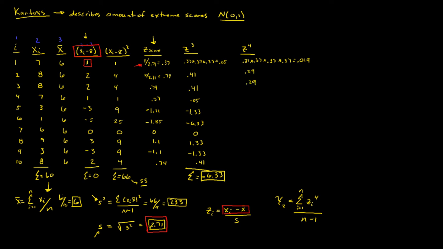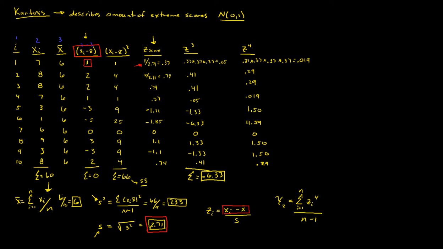0.29, 0.019, 1.5, or 1.50 if you wanted to, 11.59. This, of course, 0 here. 0 to the fourth is 0. 1.1 to the fourth is going to be our 1.50 again. 0, 1.50, and then 0.29 again.